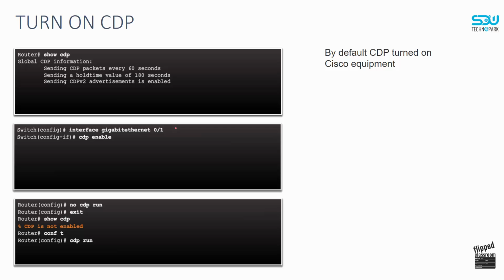When you type show cdp in privileged executive mode, you can see that it is working, and that it sends CDP packets every 60 seconds. So we have periodic updates each 1 minute, and we have the hold-down timer, which is 3 minutes. We also have information about the version of the protocol. You can turn CDP on or off on a separate interface by using interface configuration and the command cdp enable, or you can turn it on or off in global configuration mode, which impacts all interfaces of your equipment, by using cdp run or no cdp run.